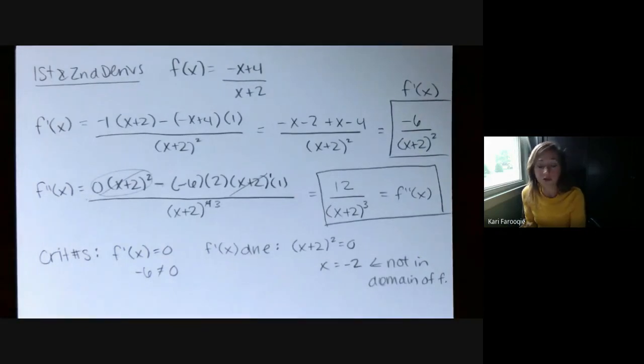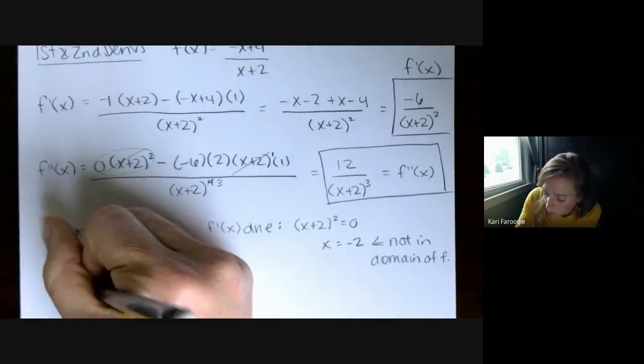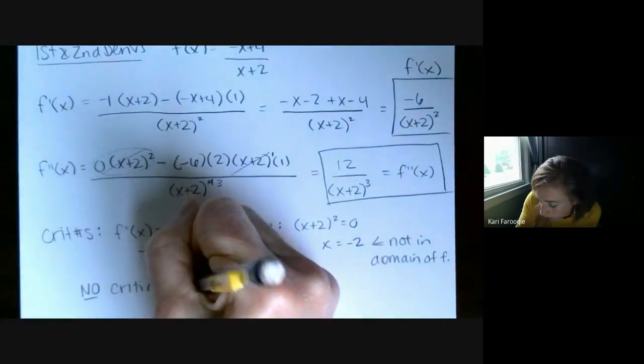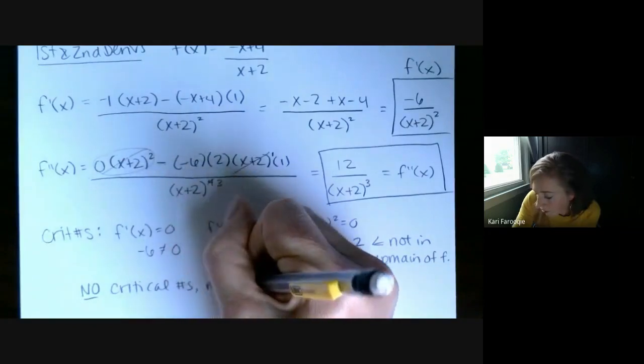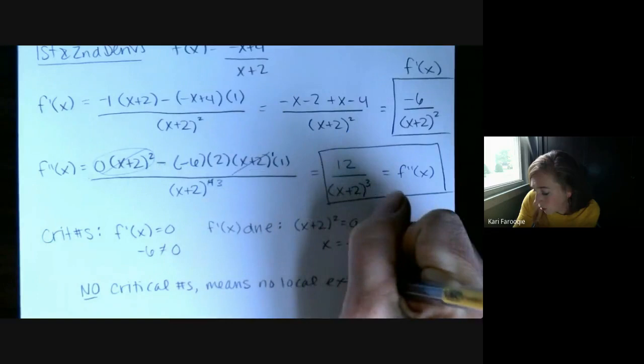Now, this means we have no critical numbers, which means we don't actually have any relative extrema. So you're not going to have any local mins or maxes. That's an interesting thing to have happen. So we would say we have no critical numbers. And this means no local extrema.